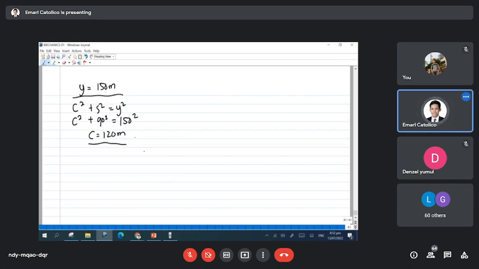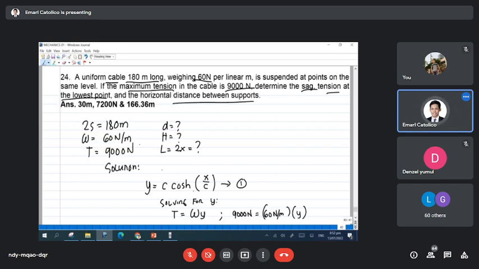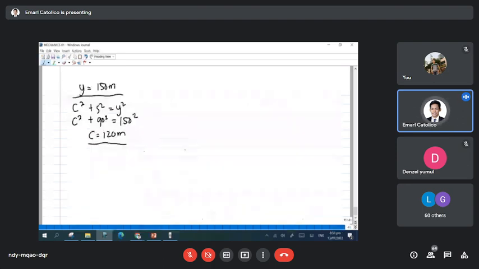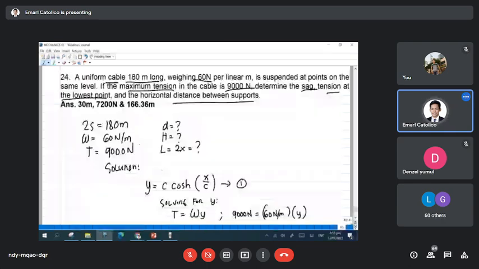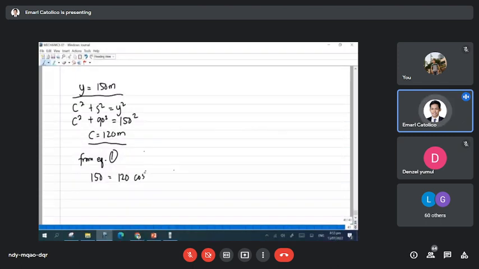So may c ka na. Check natin yung equation number 1. Meron ka ng c, meron ka ng y. Masosolve mo na si x, then makukuha mo na si length ng span. From equation 1, we have 150 is equals to, yan yung y, ano? y is equals to c cosine hyperbolic x over c. Value ng c is 120 cosine hyperbolic of x over 120.